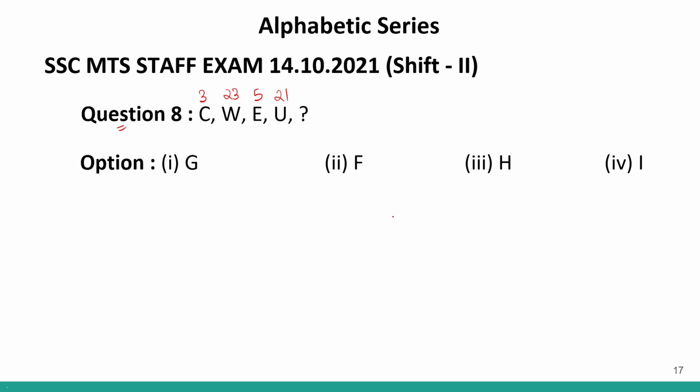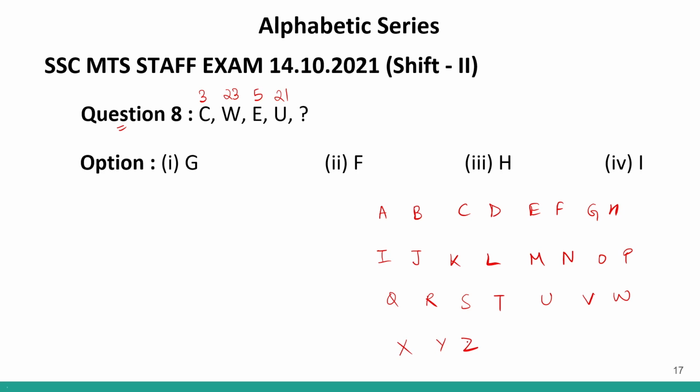Okay, so let's say I am writing the alphabets A, B, C, D, E, F, G, H, I, J, K, L, M, N, O, P, Q, R, S, T, U, V, W, X, Y and Z. These are your alphabets. From C, instead of going forward, I am going back now.